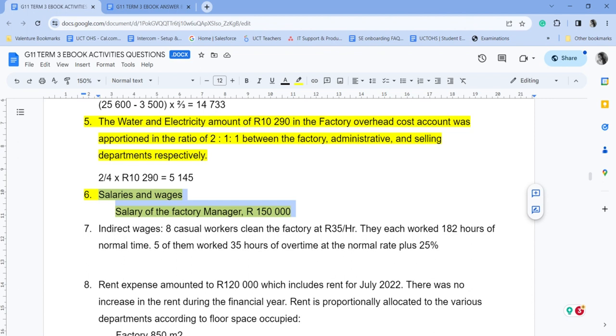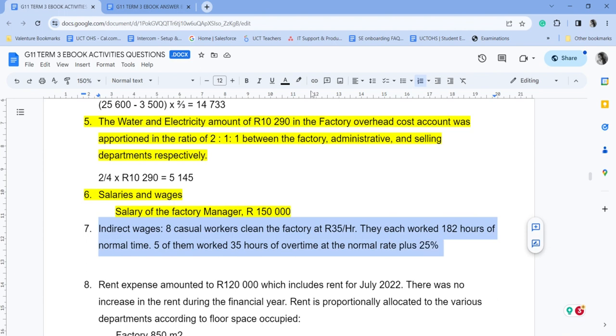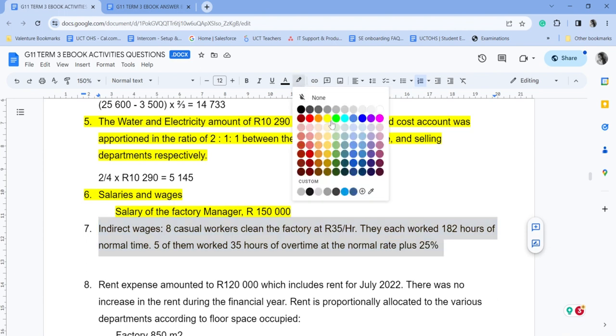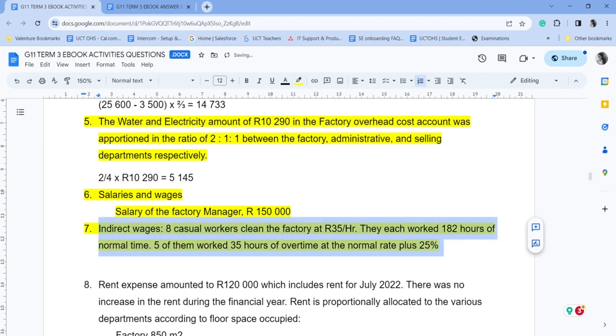And then now I can move on to this one here. So this is another overhead because I can see there's already indirect. So I'm going to use the same color yellow. Okay, and then do the calculations here. Okay, so the calculations here, obviously, they're telling us that indirect wages, they have 8 employees.